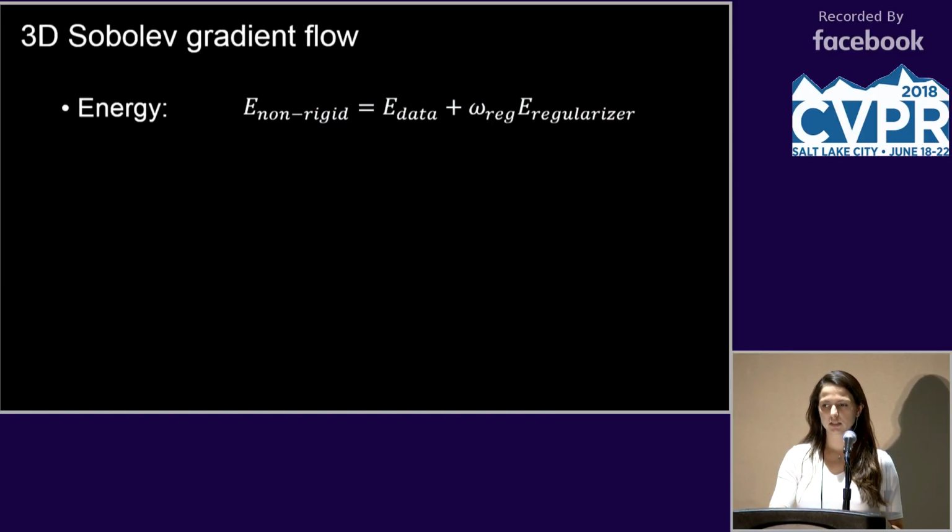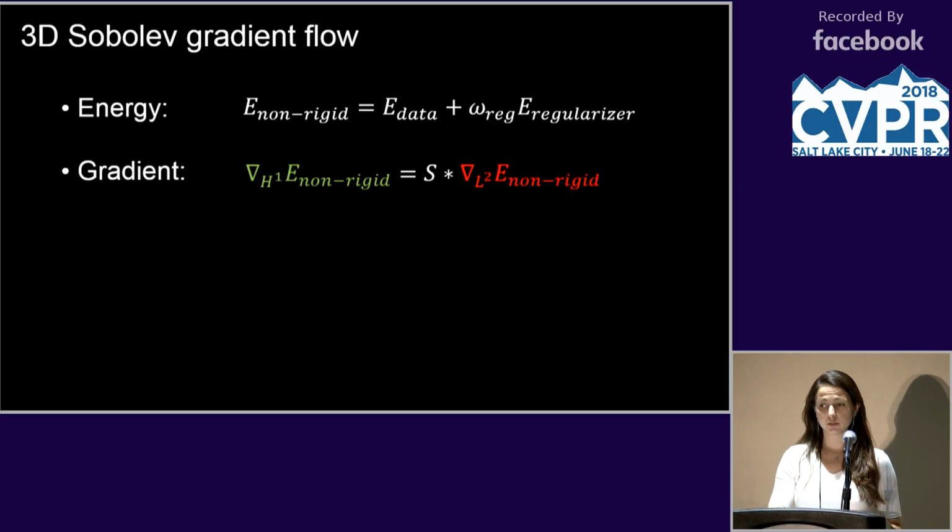Our flow energy consists of a data similarity term and a motion smoothness regularizer. Instead of using the gradient based on the standard L2 inner product, we project it to the smoother Sobolev space H1 by applying a 3D convolution.